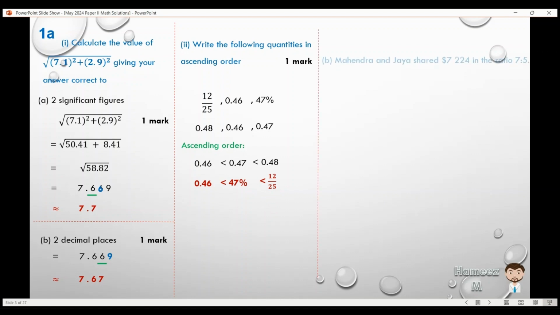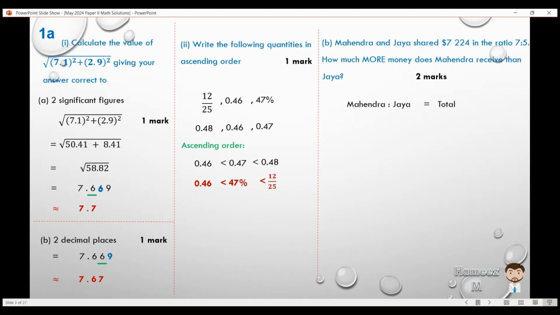Let's now go on to part B. Mahindra and Jaya shared $7,224 in the ratio 7 to 5. How much more money does Mahindra receive than Jaya? And how do you know that Mahindra received more money? Because he received 7 parts to Jaya's 5 parts.